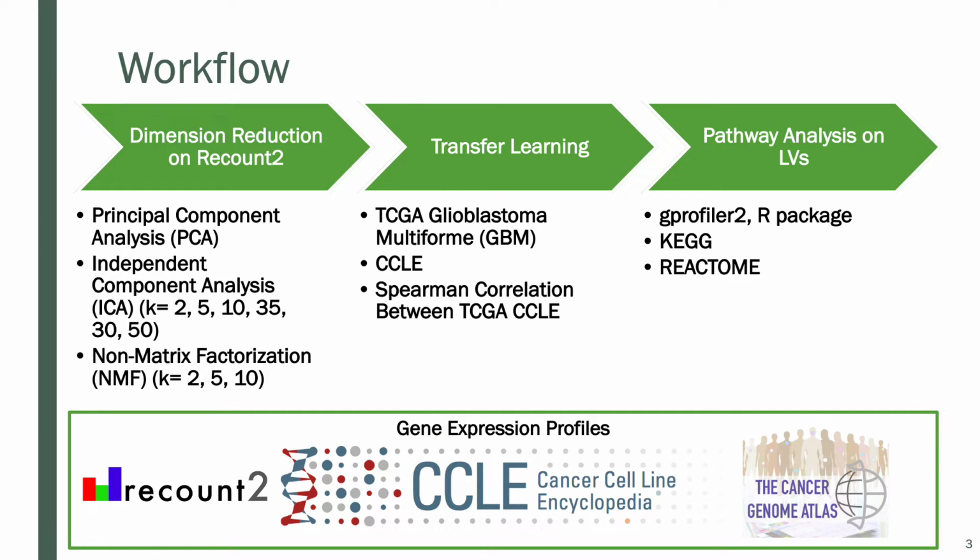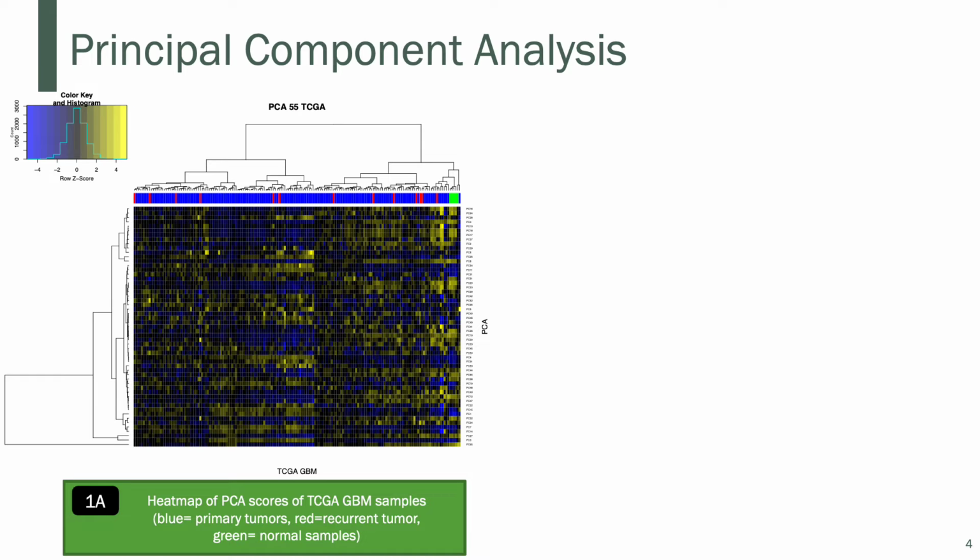So now to go into the results. First, looking at principal component analysis. This first heat map here, we have the PCs on the y-axis, and then on the x-axis we have the different samples from the Cancer Genome Atlas glioblastoma data set. These samples are colored: if they're recurrent, they're red, if they're primary tumors, they're blue, and if it's a normal sample, it's in green. The principal component analysis did a really good job of separating out tumor versus normal.